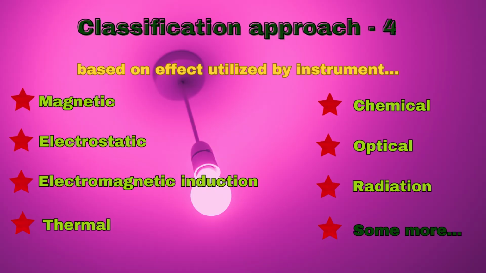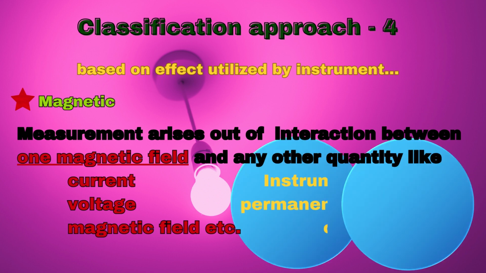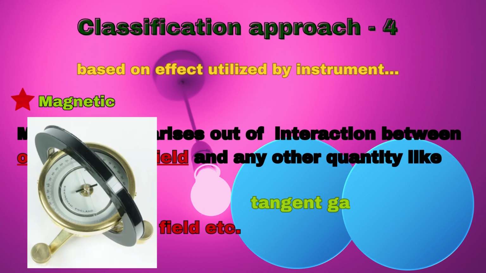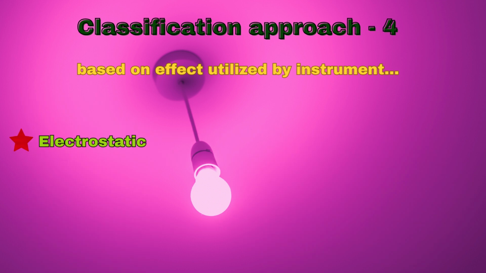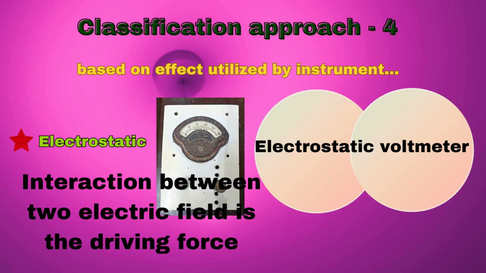The fourth method of classification includes various physical effects that are utilized by the instruments as their operating principles. The magnetic effect works with a magnetic field interacting with another field produced by a voltage or current. Typically, a permanent magnet is used in such a case for generating the magnetic field. Tangent galvanometer is one such example. The electrostatic effect employs the interaction between two electric fields to generate a driving force or torque. Electrostatic voltmeter is one example.